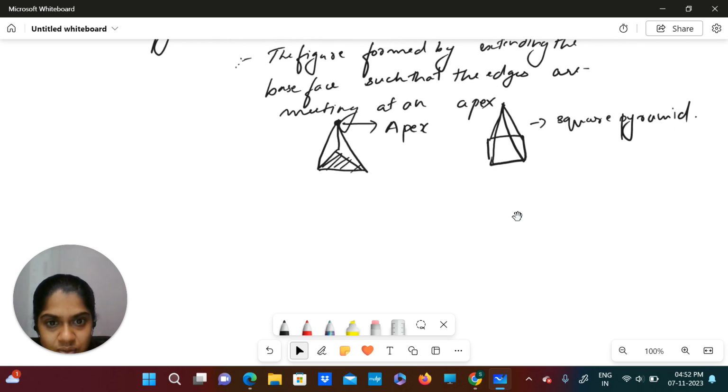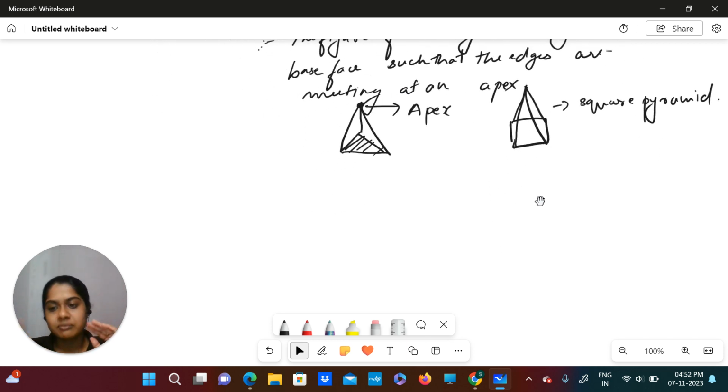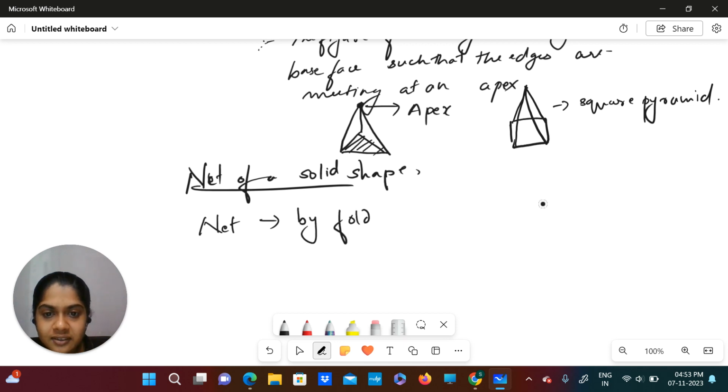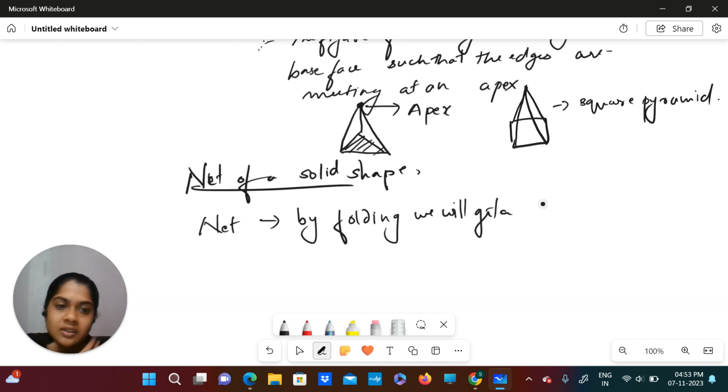Okay. So you understood basically what a solid shape or a 3D shape is. Now let's move on. So now let's talk about the net of a solid shape. So what is meant by a net of a solid shape? Net means, by folding a net we will get a 3D shape.